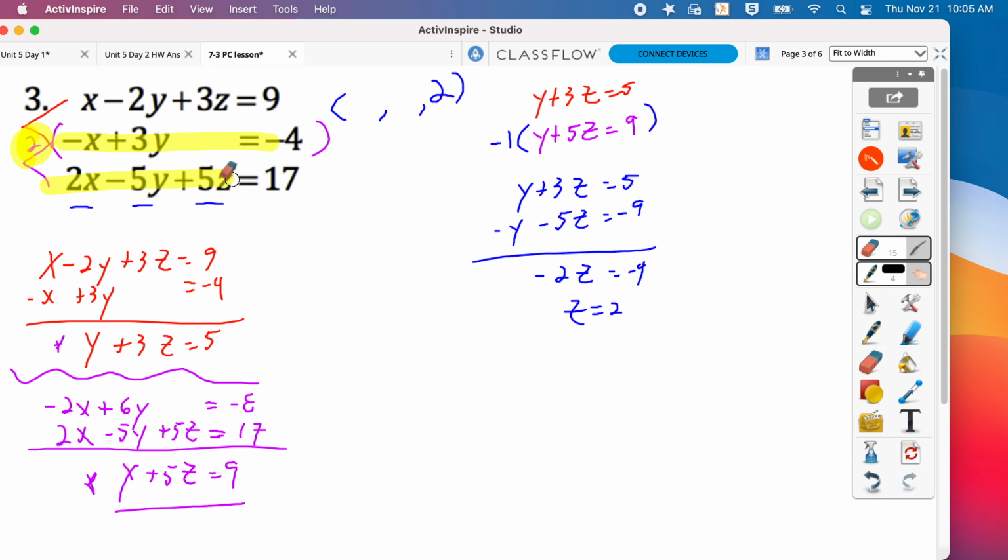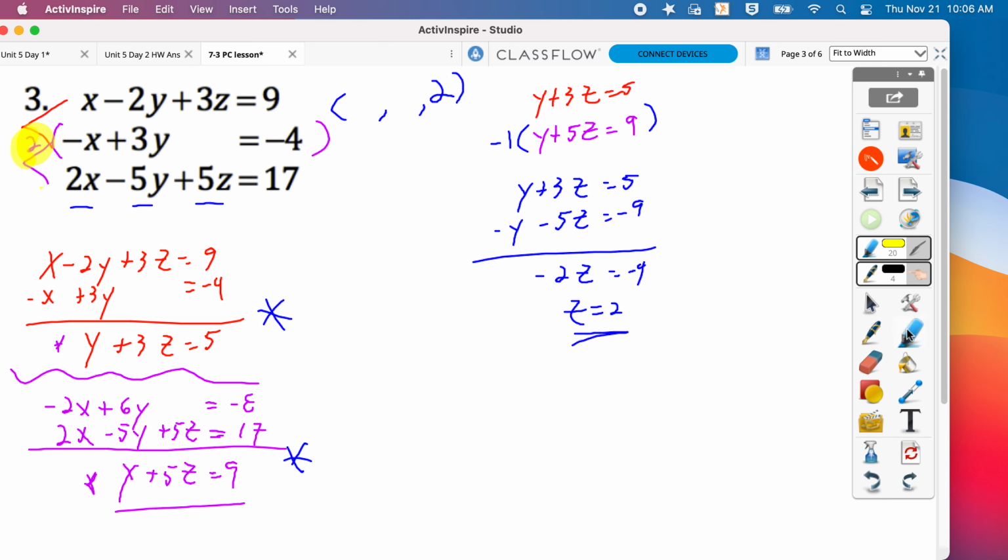And again, as we do this, pause it, do the math, go through it. So going back to the top, I looked at the first two and I eliminated the x's, which is here. I did the bottom two, I eliminated the x's and got me to here. Those two equations, I eliminated the y's, and I found that my z equals 2.